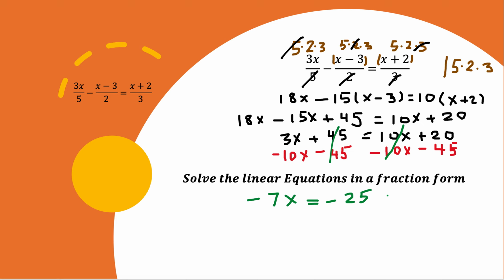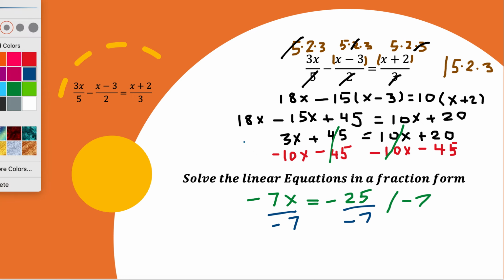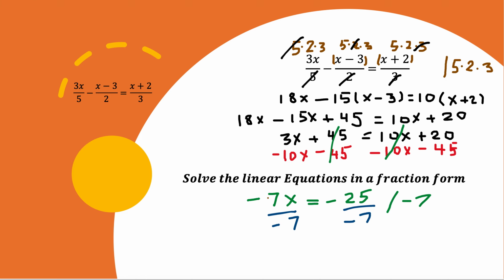And now everything here I divide by minus 7. Everything. And let me divide here by minus 7, and the same thing here by minus 7. And now everything here cancels. So minus 7 with minus 7 cancels, so it remains just x is equal to 25 over 7. So this number is going to be positive. Negative divided by negative is positive: 25 over 7.